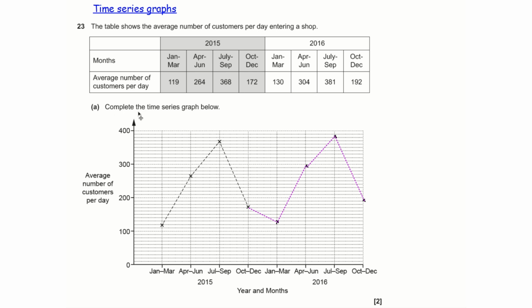And if you notice here, it says complete the time series graph below. So I've done that part for us already, and again, that's worth 2 marks, so it's a valuable 2 marks that you must make sure that you do get.